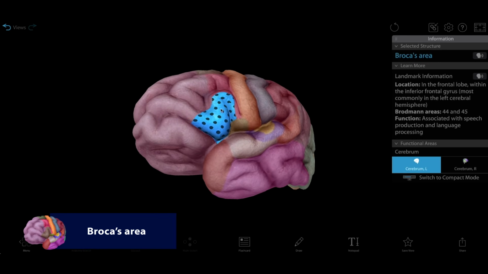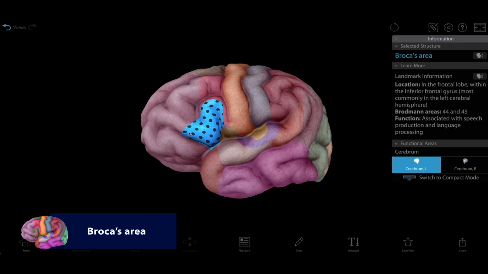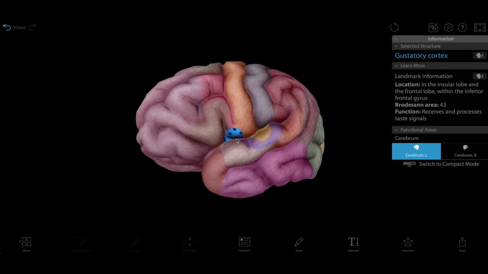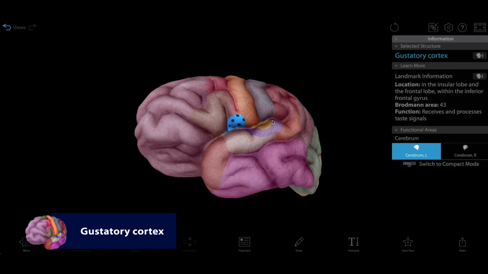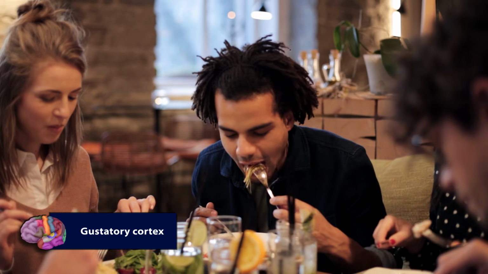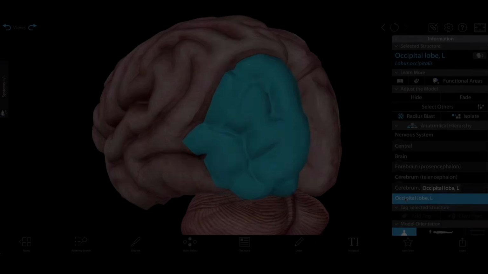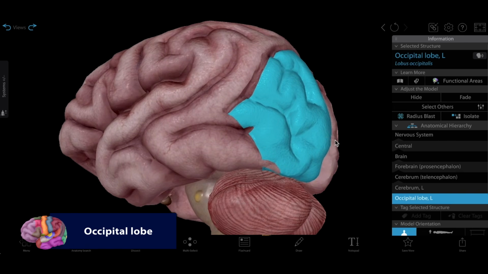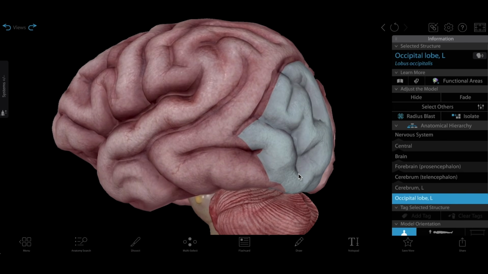Broca's area in the inferior frontal gyrus, or IFG, usually on the left side of the brain, is primarily associated with speech production. Also part of the IFG is the gustatory cortex, which receives and processes taste information. Posteriorly, we have the occipital lobe. The functional areas of this lobe are responsible for visual processing.